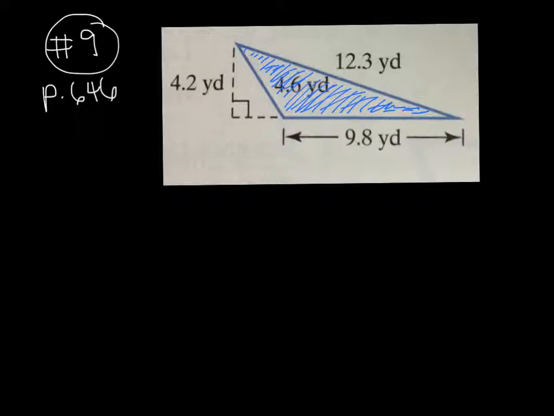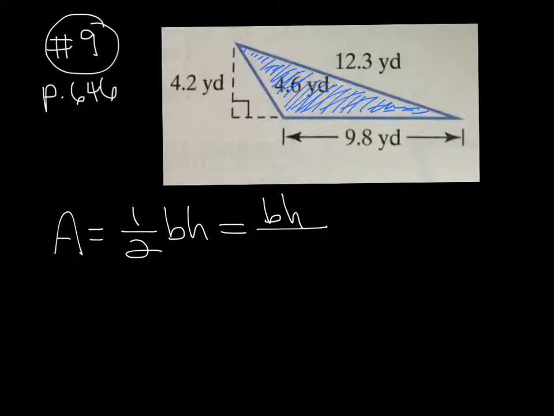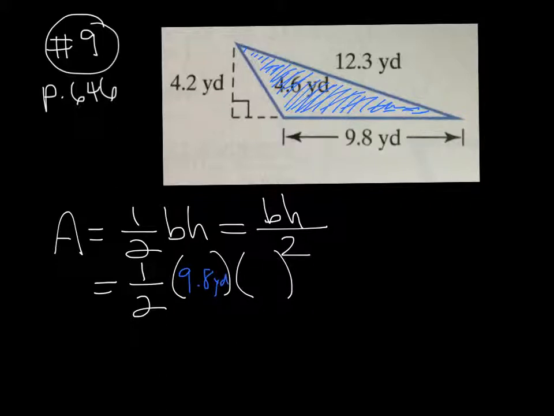So the area of a triangle is 1/2 base times height, or you can write it as base times height, and then you just cut it in half. Either one is fine. All we do is substitute our values. So 1/2 times our base, 9.8 yards, times our height, 4.2 yards.